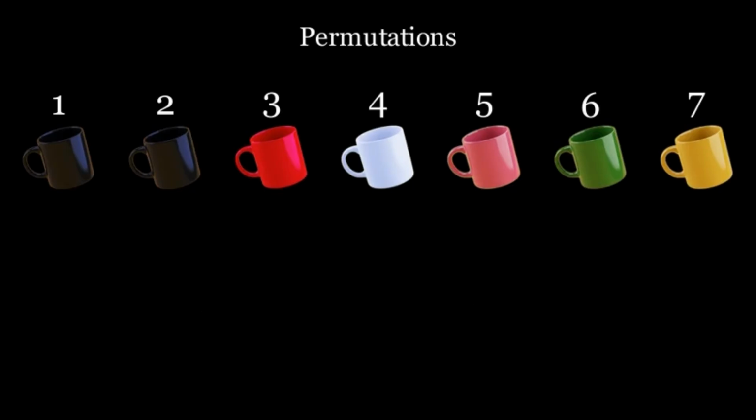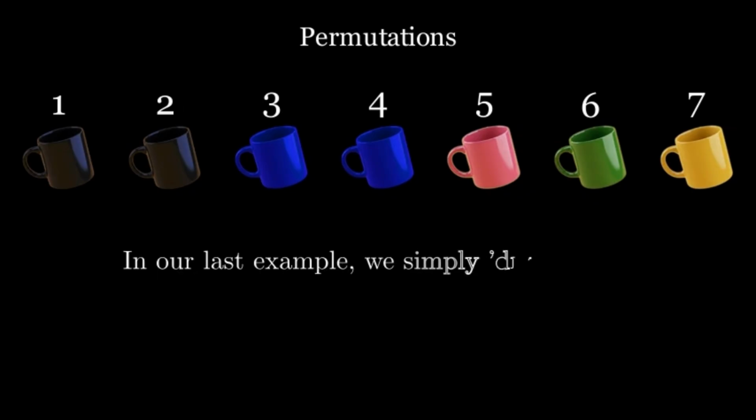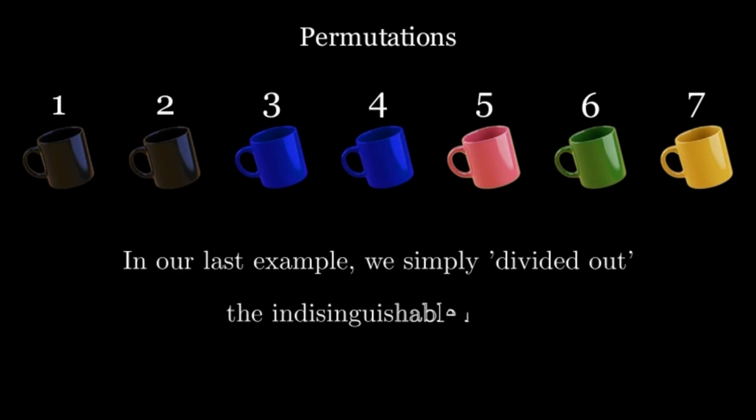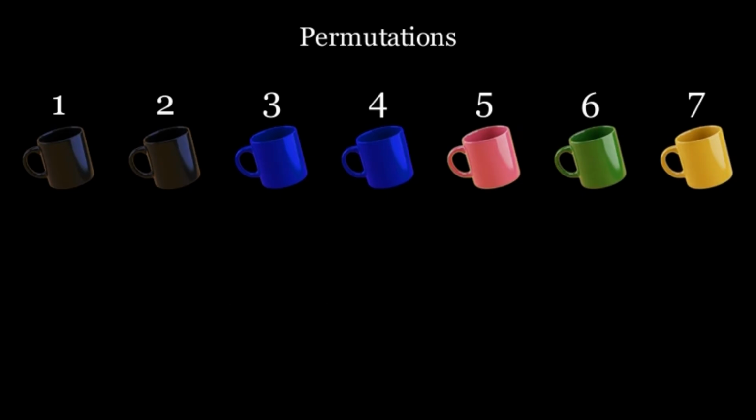Let's build on this. Let's make the problem a bit more complicated. So, I just divided out the permutations of the indistinguishables, right? Well then, what if I had 2 sets of indistinguishables? What do I do then? Well, not much changes really. The same idea applies. We just divide it out like we did the last one.